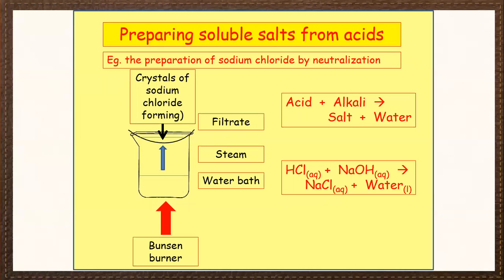So acid plus alkali gives salt plus water: HCl plus NaOH gives NaCl and water. So we will take sodium chloride crystals in this reaction.